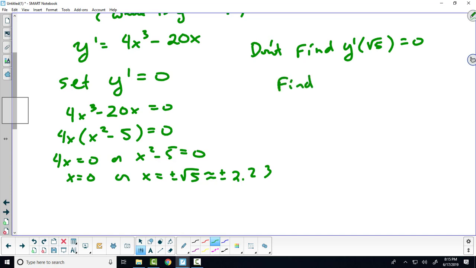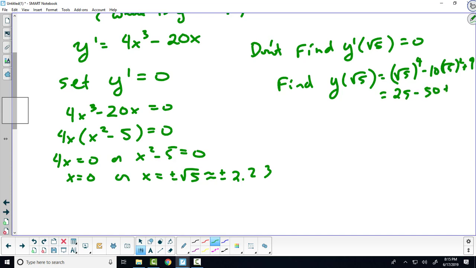Instead, what do we want to find? We want to find y of the square root of 5, right? That's equal to the square root of 5 to the 4th power minus 10 times the square root of 5 squared plus 9. And if you clean that up, let's see there, that's 25 minus 50 plus 9. Should get negative 16, I think.